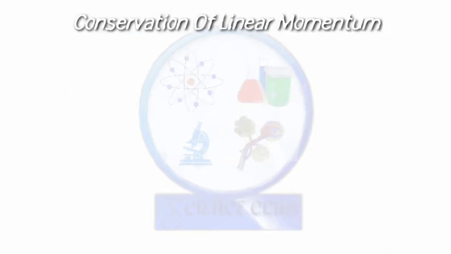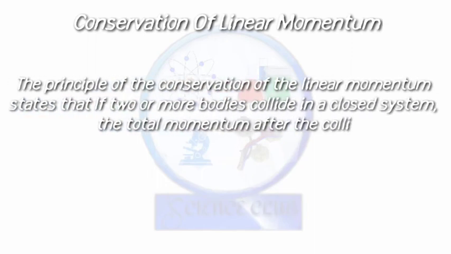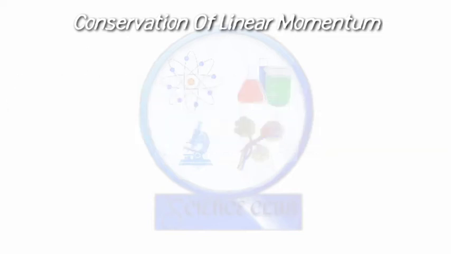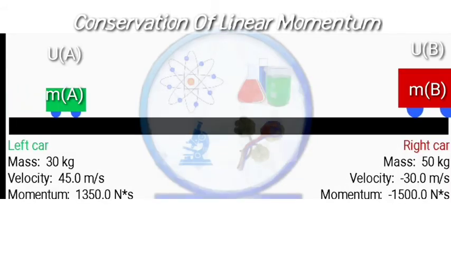Conservation of linear momentum. The principle of the conservation of linear momentum states that if two or more bodies collide in a closed system, the total momentum after the collision is equal to the total momentum before the collision. This principle follows from Newton's second and third laws of motion. Consider two bodies A and B of masses m_a and m_b moving towards each other with velocities u_a and u_b.